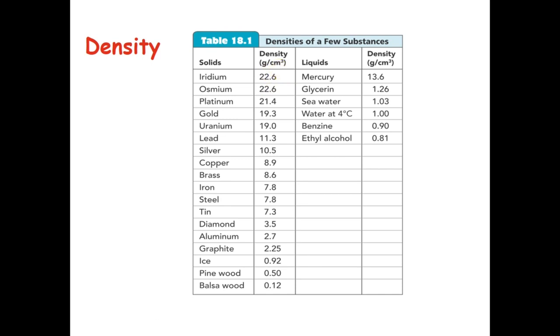Now, what is the meaning of this number? It means that if you have 1 cubic centimeter of iridium, there will be 22.6 gram. So 22.6 gram in a centimeter cubed. If you compare this to gold, gold has a density of 19.3 gram per centimeter cubed. Look at iron. Iron has 7.8 gram per centimeter cubed, much less than gold.